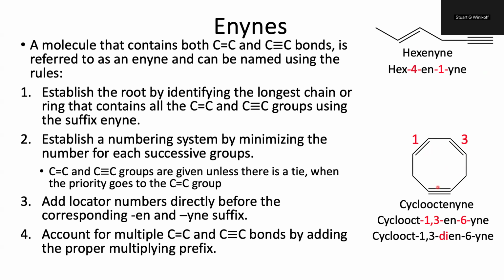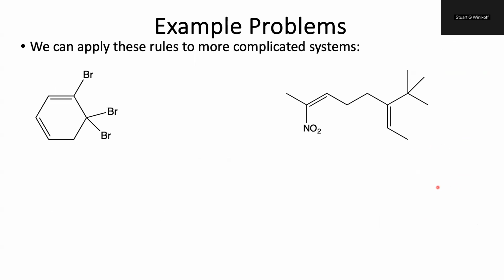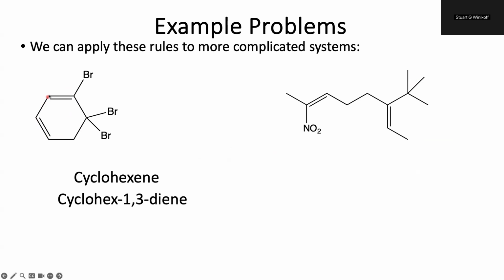Now, let's try and apply this to some more elaborate systems, specifically ones with a little bit more grease, trying to figure out where we start. So let's go ahead and start with the species on the left. We're going to start with the 6-membered ring because this is going to be our longest carbon chain, and it contains 2 alkenes. So this means I start with the cyclohexene. And again, trying to reduce numbering, 1, 2, 3, 1, 2, 3. Either way, I get the cyclohex-1,3-diene.